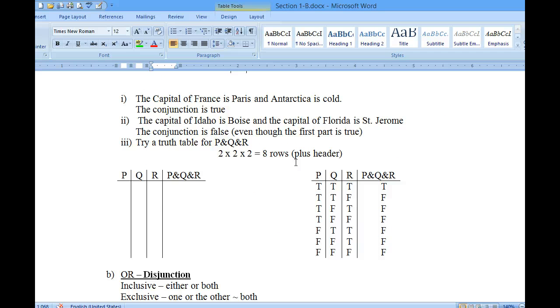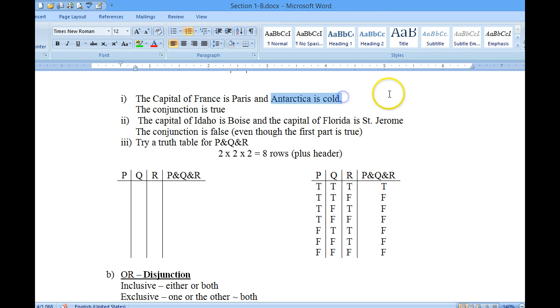Okay, let's go ahead and find some examples. The capital of France is Paris and Antarctica is cold. So I have two propositions. The first one stating that the capital of France is Paris. The second one is Antarctica is cold. Is the capital of France Paris? Yes. Is Antarctica cold? An understatement, but true. So therefore, the whole conjunction is true.